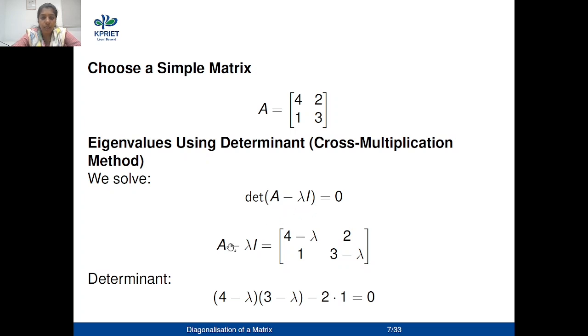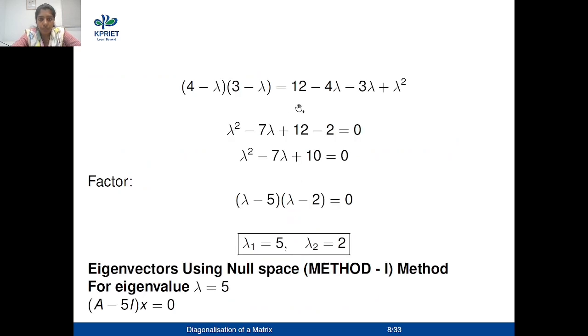So let us take A minus lambda I. From this matrix A, it can be written as 4 minus lambda, 2, 1, 3 minus lambda. Now for this matrix we have to find the determinant. After finding this determinant, the expression is reduced to a quadratic equation in lambda, and after factorizing this expression the eigenvalues are derived. So here I got the eigenvalues 5 and 2.